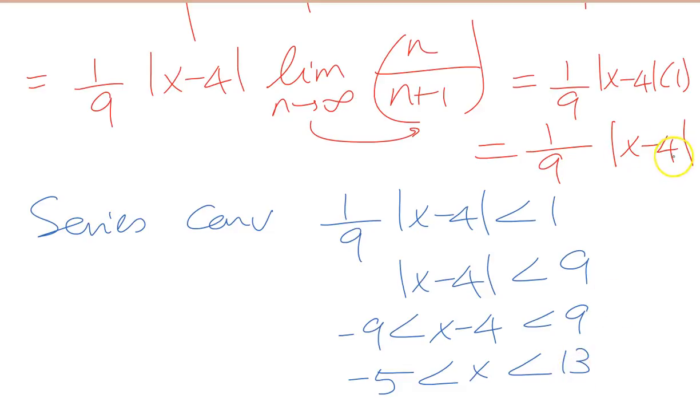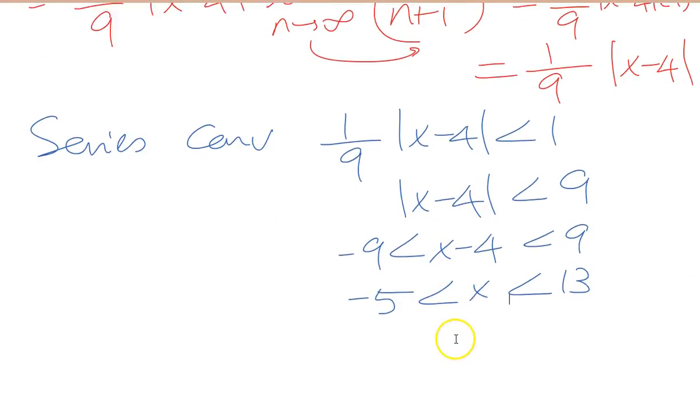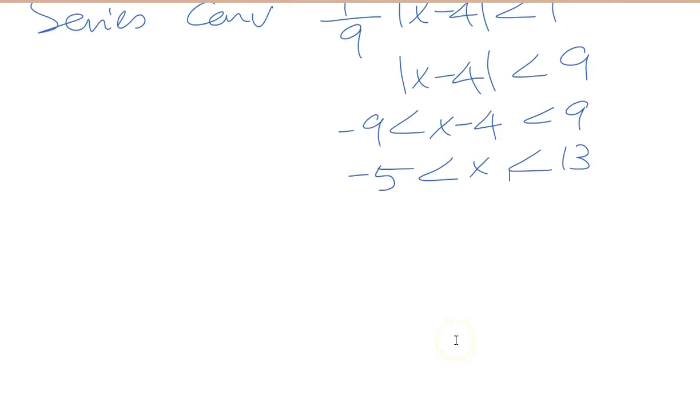Similarly, when x is 13, that will be 9 over 9, which is 1. The ratio test is inconclusive. So guys, at each of these endpoints, you must do a different test to figure out whether the series converges at x equals negative 5 and at x equals 13. Okay, let's check one by one.